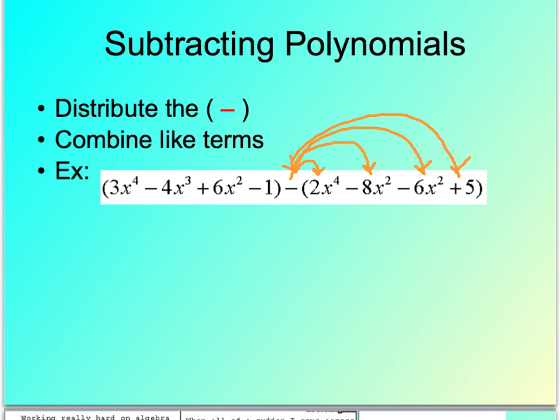So this positive 2x to the 4th becomes minus 2x to the 4th. Minus 8x squared becomes positive. Negative 6x squared becomes positive. And positive 5 becomes negative. Nothing changes in the first parentheses, so I'm just going to rewrite it.